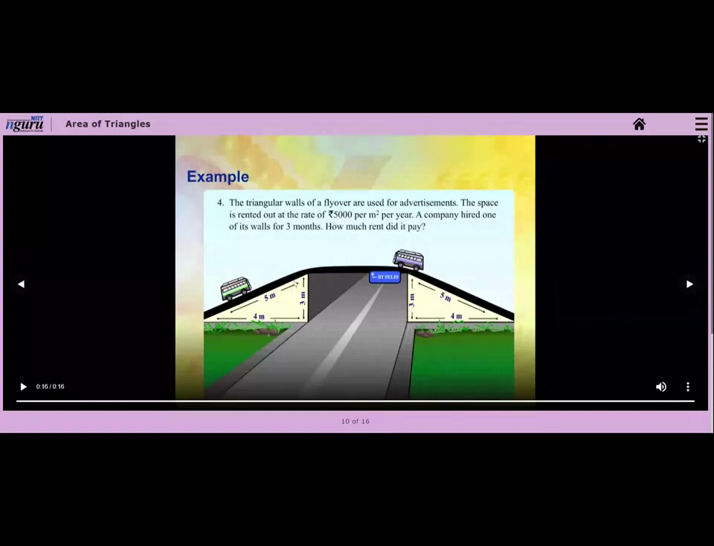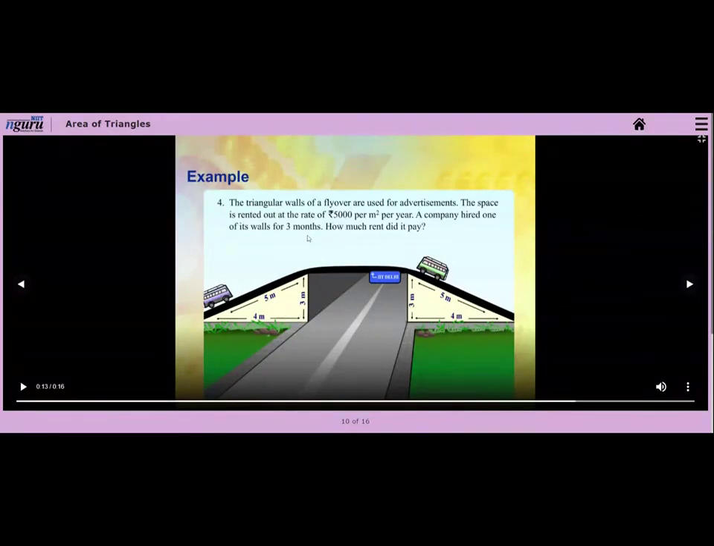Now, this is the flyover. The below part of this flyover is used for putting some advertisement. The space is rented out at the rate of 5,000 per meter squared per year. A company hired one of its walls for 3 months. How much rent did it pay? So how many triangular walls of the flyover are used for advertisements? Both. Find the area of one of them and multiply it by 2, correct? So for 1 year it is 5,000.